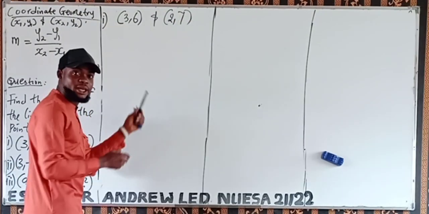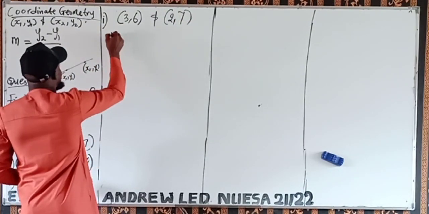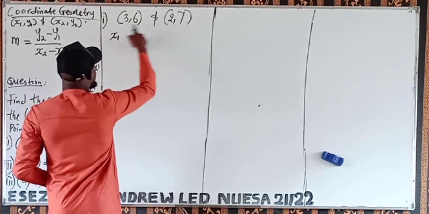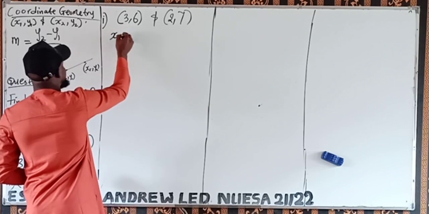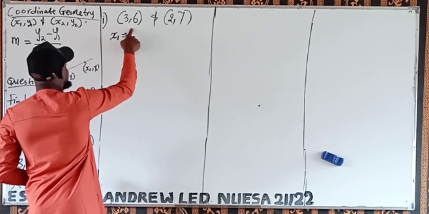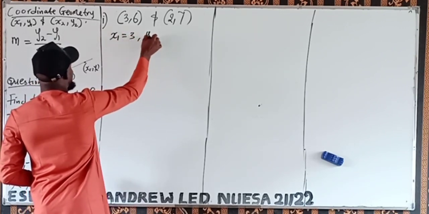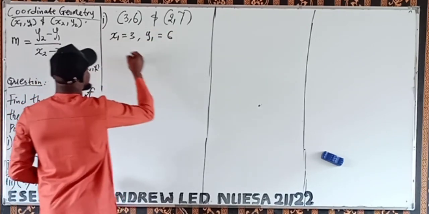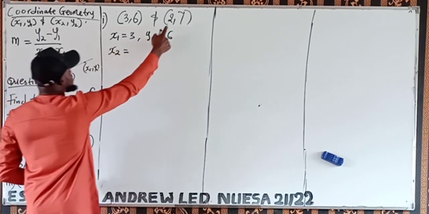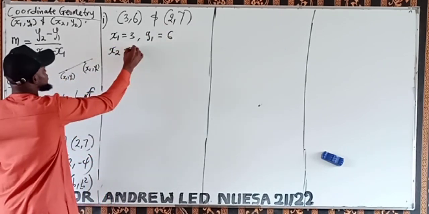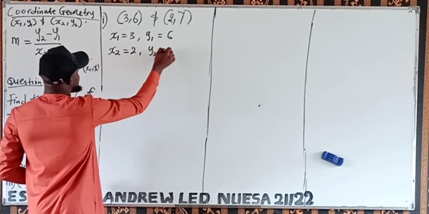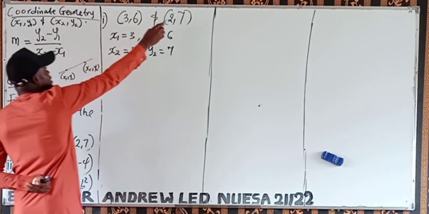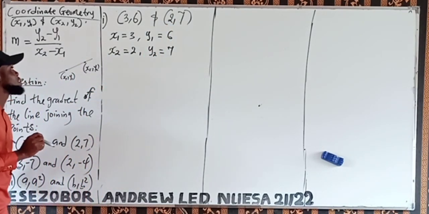From here, what's our x1? Our x1 is the x of the first point, so this is x1, which is equal to 3. Then our y1, the y of this first point, is equal to 6. Then our x2 is the x of the second point, which is equal to 2. And our y2 is equal to what? 7. So these are x1, y1, x2, y2. Please follow it in that order.